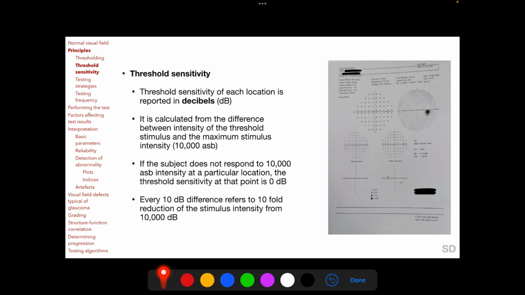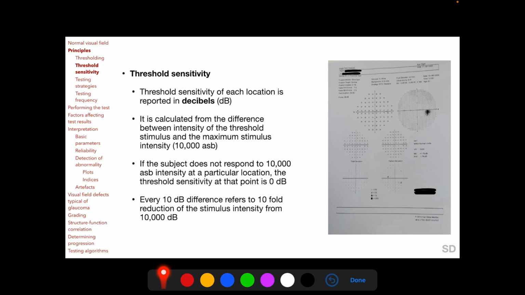So the threshold sensitivity at each testing location is reported in decibels as shown in this numerical threshold sensitivity plot. And the threshold sensitivity in decibels is calculated from the difference between the intensity of the threshold stimulus and the intensity of the maximum stimulus projected by the machine, which is 10,000 apostilbs. So the machine measures the intensity of the threshold stimulus at each location in apostilbs and reports the threshold sensitivity of that location in decibels in this numerical threshold sensitivity plot.